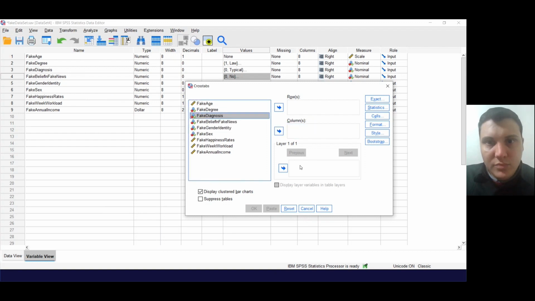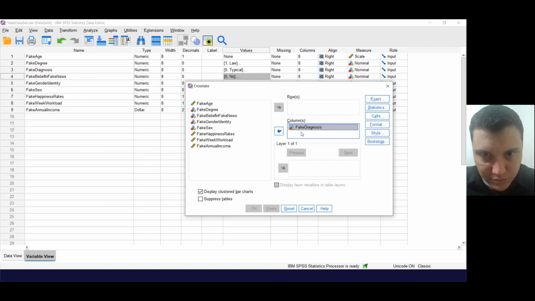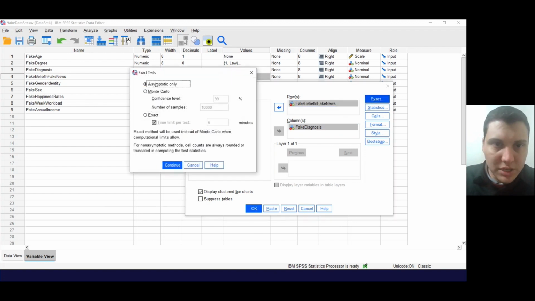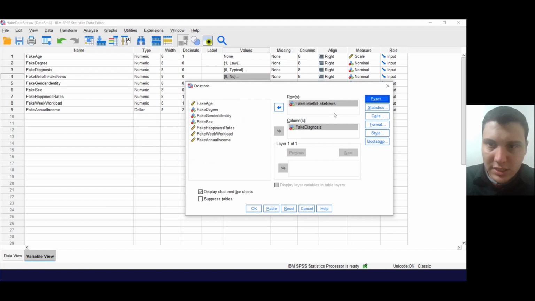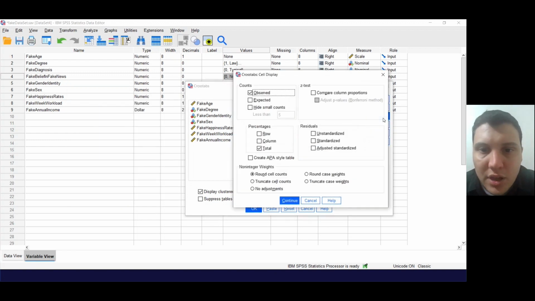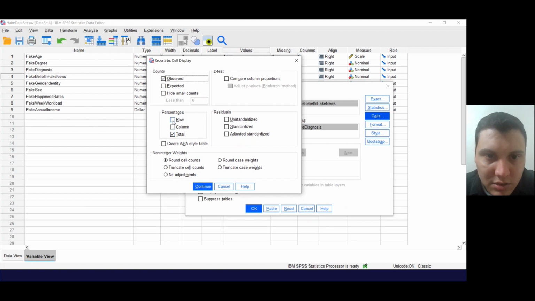Right. So we want to see diagnosis and belief in fake news. We can run an exact test. We can run a chi-square to see if there is an association or not. We can have our percentages taken from the totals of the rows or from the columns or from the whole sample. If I click the three of them, it's going to be too confusing. There are going to be way too many percentages going on. It's going to be hard to see.